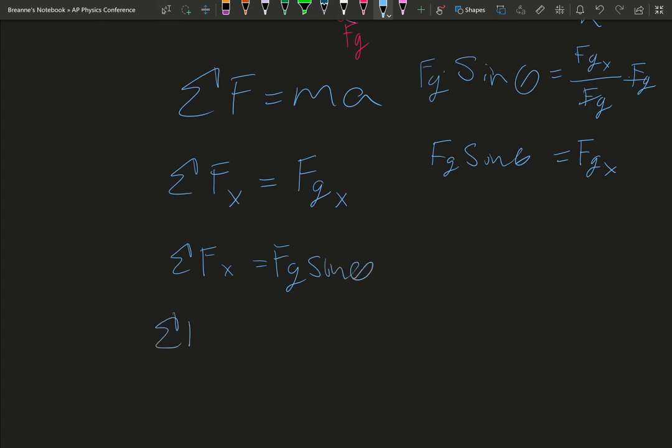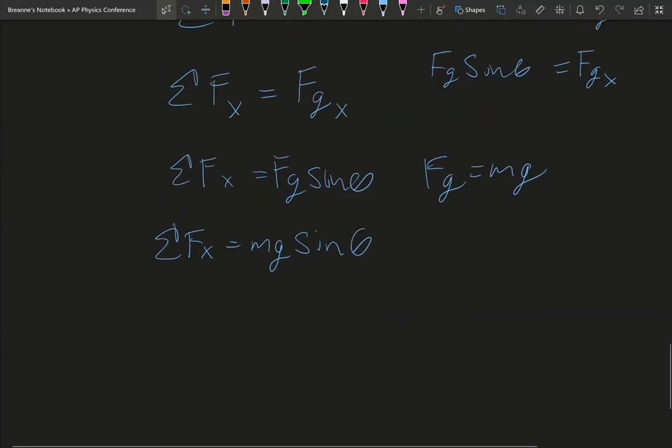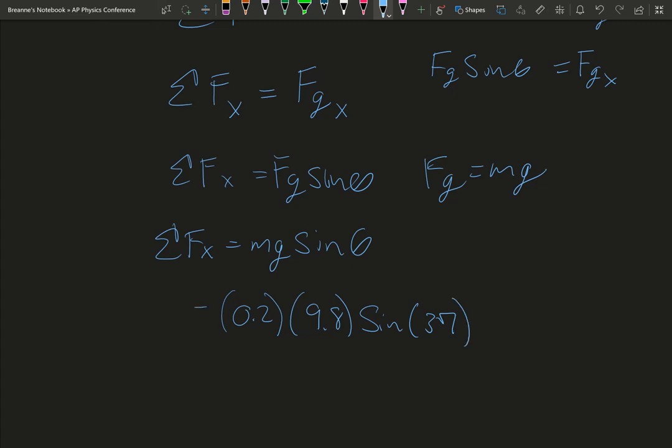We can break down our force of gravity even more because we know that our force of gravity equals mass times acceleration due to gravity. And there we go. So now we just plug in what we got. It says the mass is 0.2. We know the acceleration due to gravity is 9.8. Sine, and our theta is 37. Make sure your calculator's in degrees. Once you plug that into your calculator, you get 1.2.